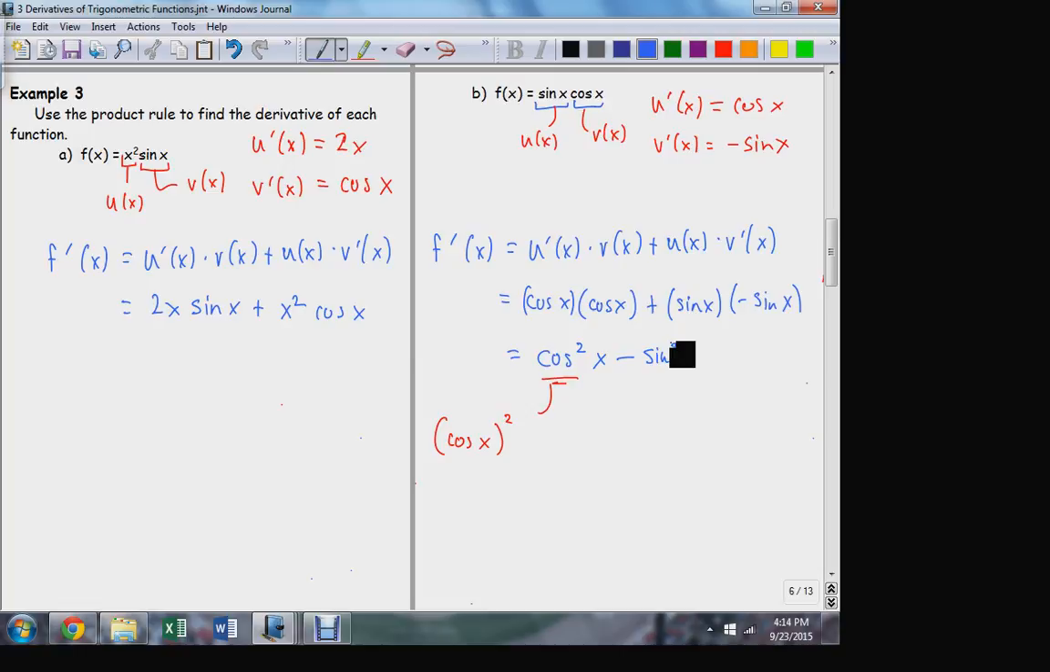Okay, so there we go. There's the derivative of the product of sine and cosine. It is the difference of the squares of sine and cosine. Does that look familiar? Some important identities in trigonometry. Now is a good time to review them.